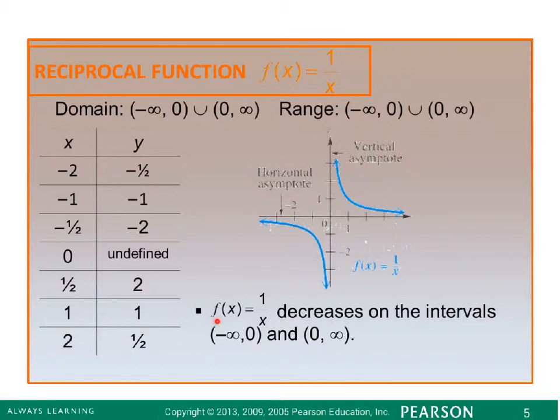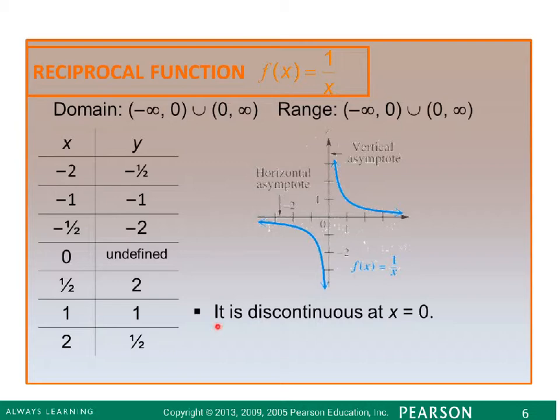So one thing about this function, f of x equals 1 over x, is that it decreases on the interval from negative infinity to 0 and 0 to infinity. You see how both of these pieces of the function, as we read the graph from left to right, are decreasing. And this piece right here is also decreasing. Many times these rational functions are constantly decreasing or constantly increasing, depending on the way the rational function is along the xy coordinate system.